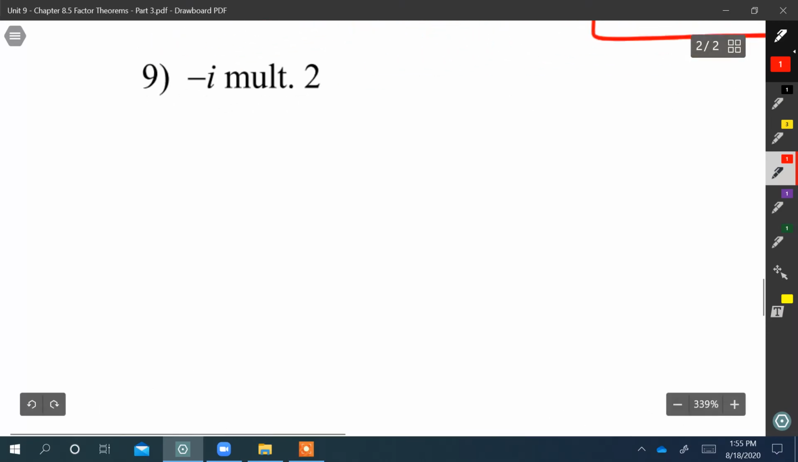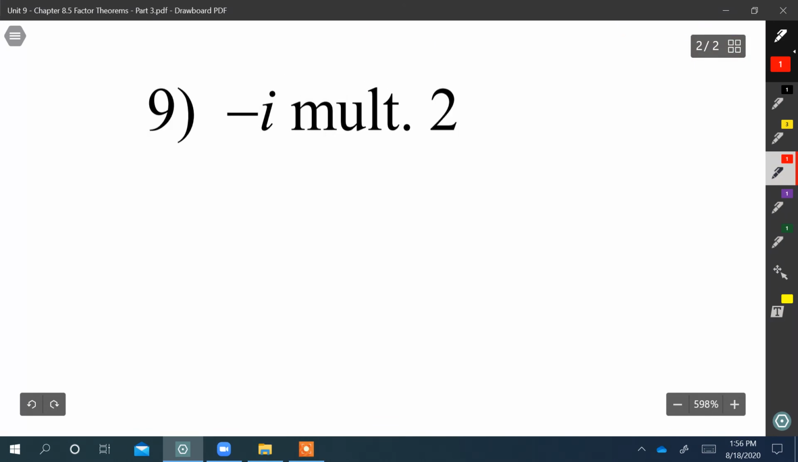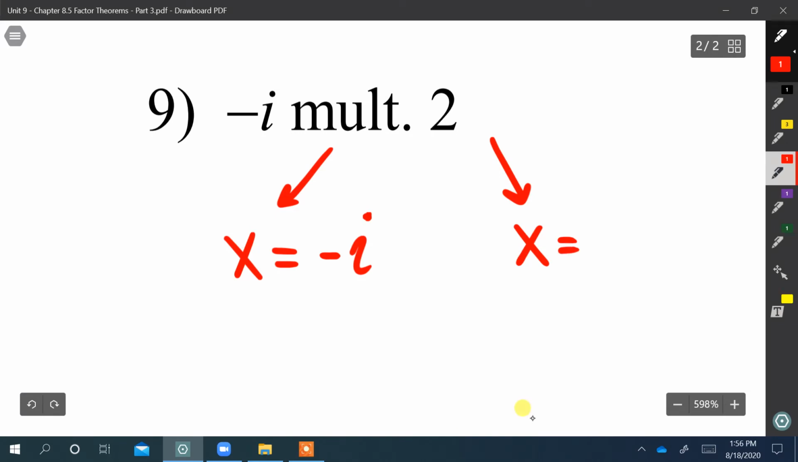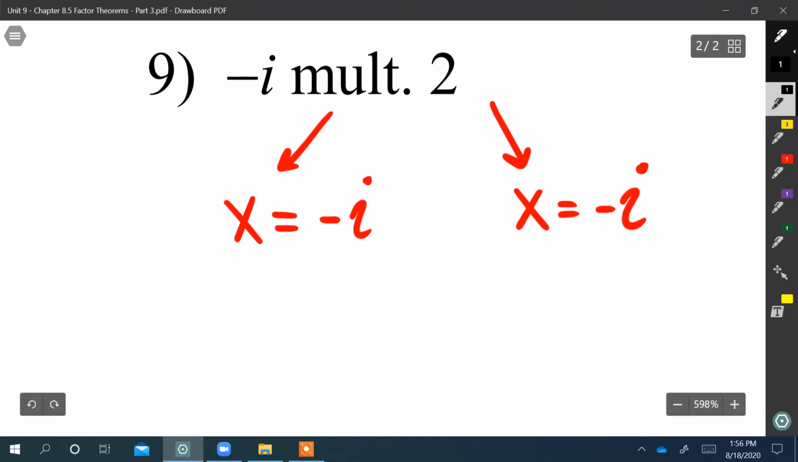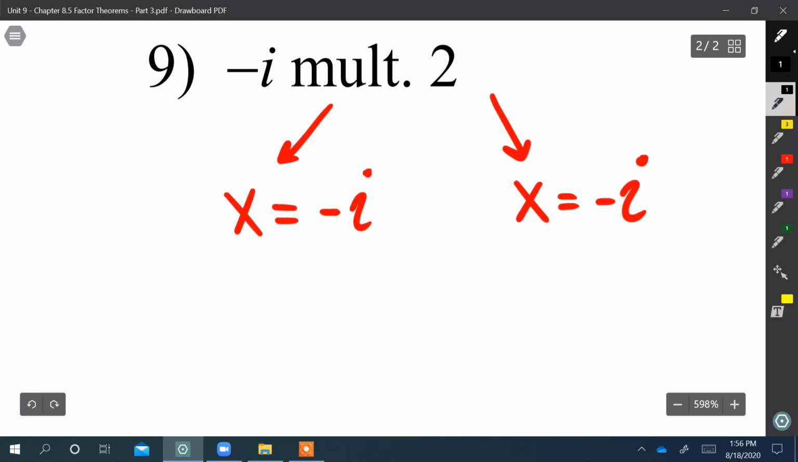Alright, so this one here is saying that there is a multiple of negative i. So what that means is that I need to do this twice. It's like this: x is equal to negative i and x is equal to negative i. I need to do it twice. That's what they mean by multiple of 2. It means that solution occurs twice.